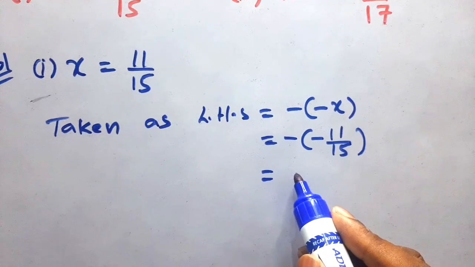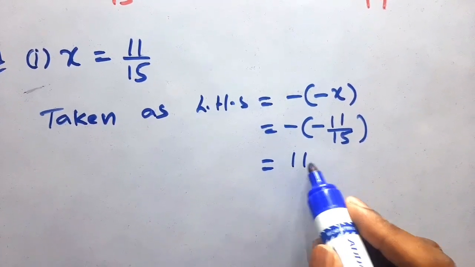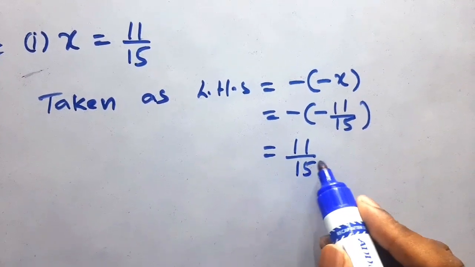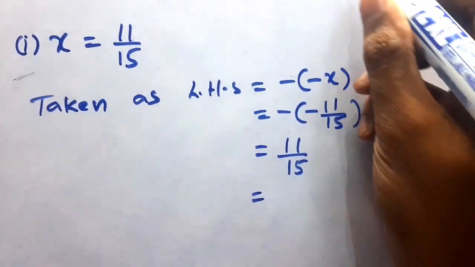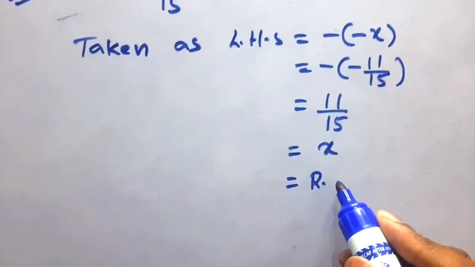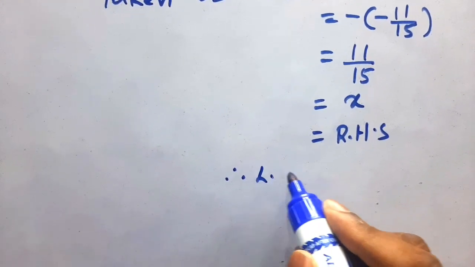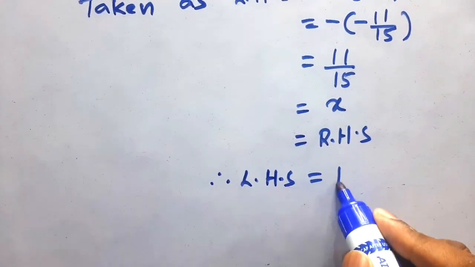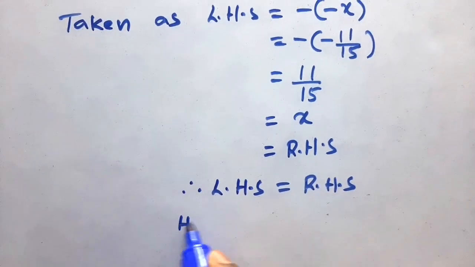That is equal to, minus into minus gives plus. So plus 11 by 15. So what do we get? x value. That means RHS value. Therefore, we get LHS equal to RHS. Okay? Hence verified.